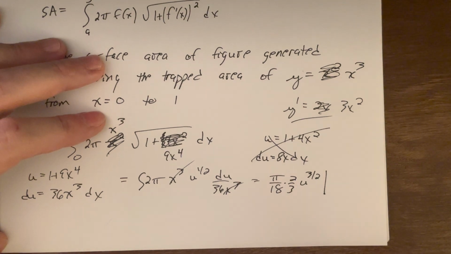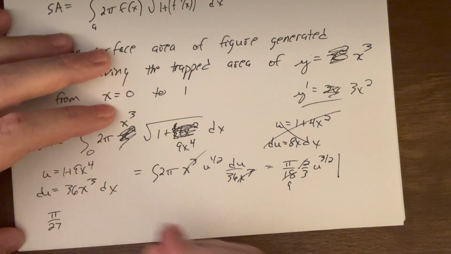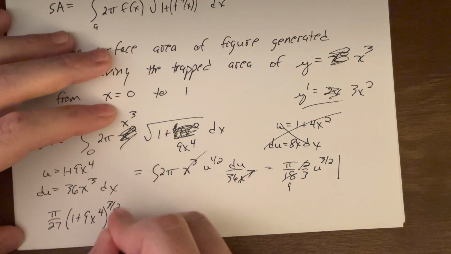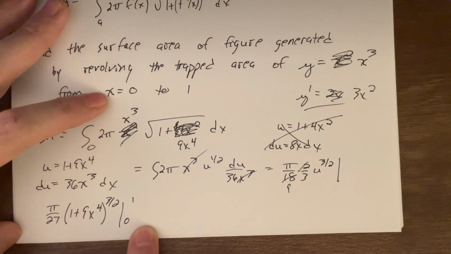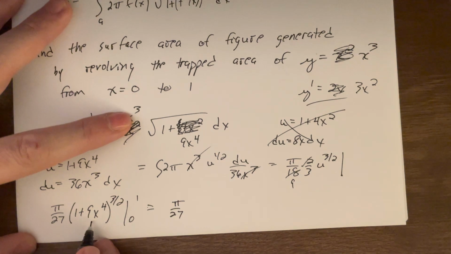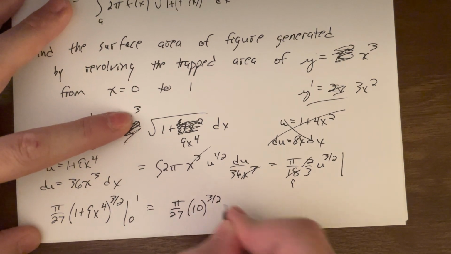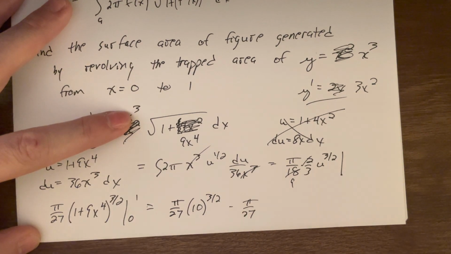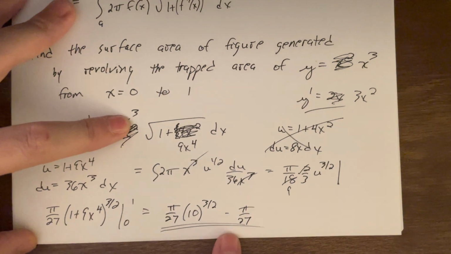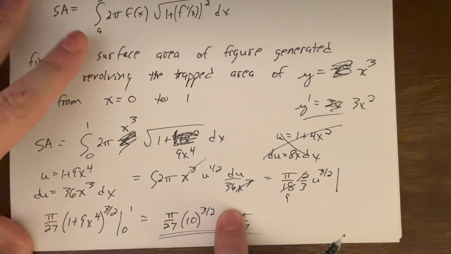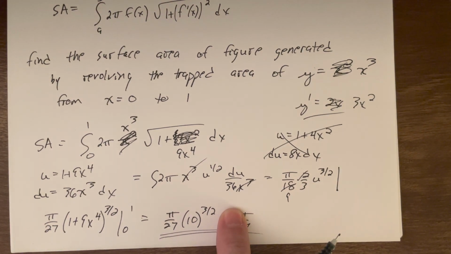And now I'm just finishing up with a little cleanup and back sub. Back and reduce. So I've got a pi over 27 times the quantity 1 plus 9x to the 4th to the 3/2 power from 0 to 1. And now plugging in. Pi over 27, plug in 1. You get 10 to the 3/2 power minus pi over 27, times what you get when you plug in 0. You get 1 to the 3/2, which is 1. And that's, again, about as good of an answer as we can get. You still can't do much with the 10 to the 3/2 power unless you use a calculator, and then you're just getting decimal approximates.